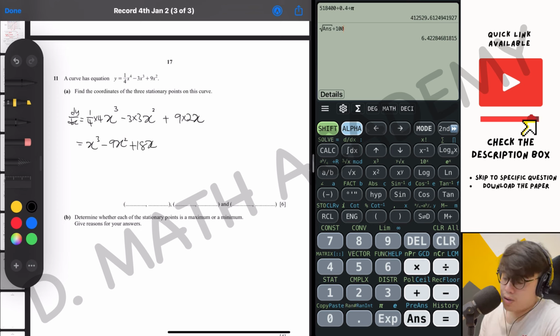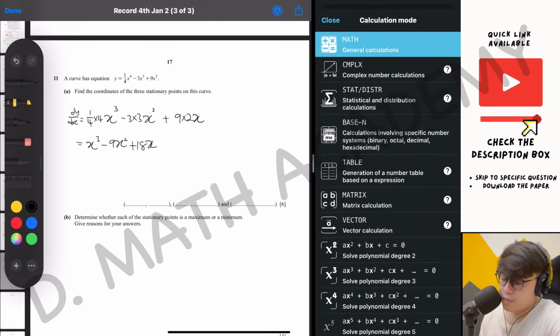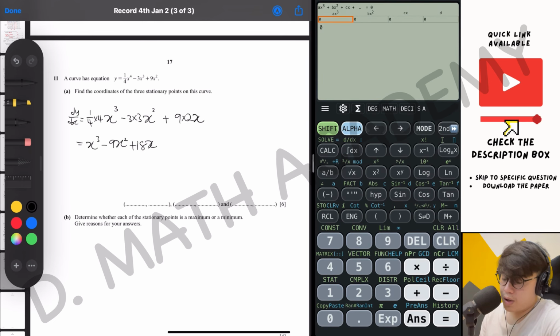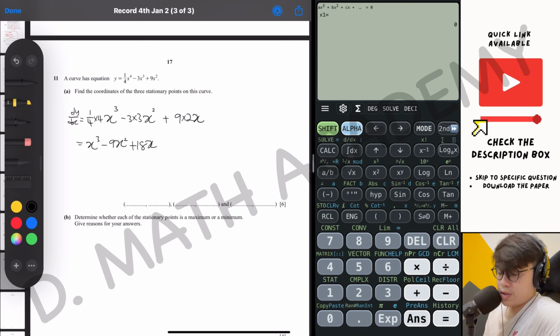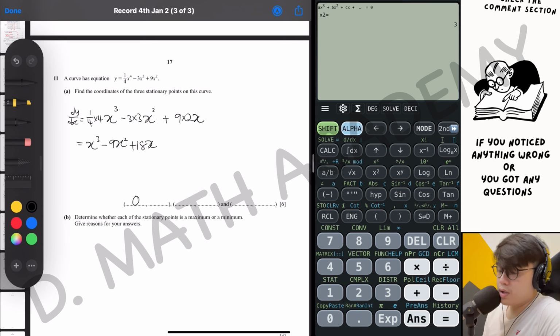So from here, key in your calculator the cubic type. A will be 1. B will be negative 9. C will be 18. And then lastly, your D will be 0. So through this, you will get 3 points. The first one is when x is 0. The next one is when x is 3. And then the last one will be when x is 6.